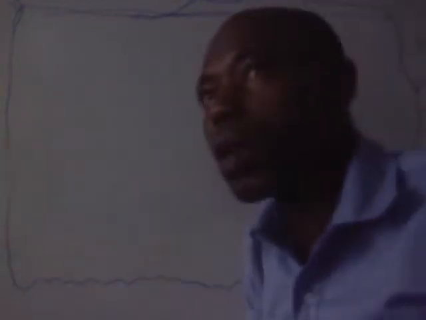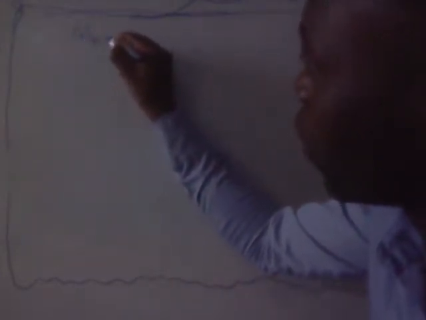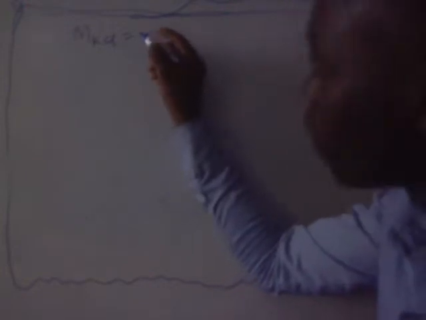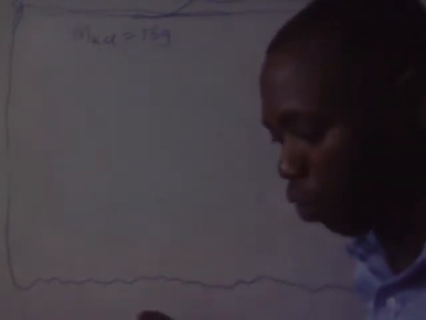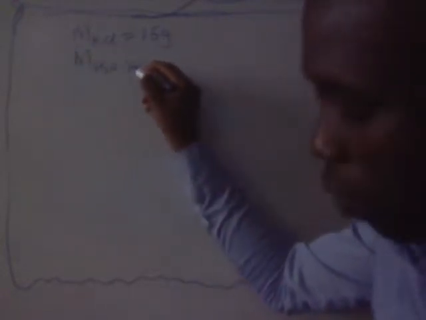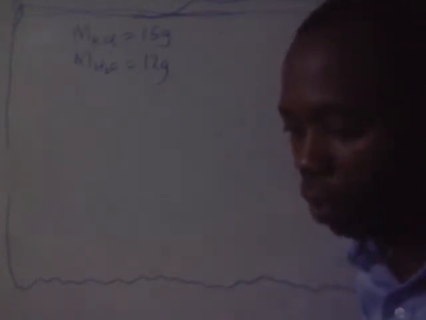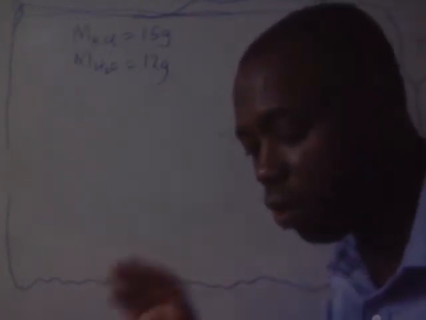So we're given the mass. 12 grams of water is saturated by 15 grams of potassium chloride. So mass of potassium chloride given is 15 grams. Then 12 grams of water. Mass of water given is 12 grams. So at 20 degrees Celsius, you don't need temperature.